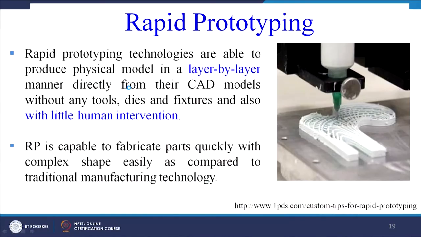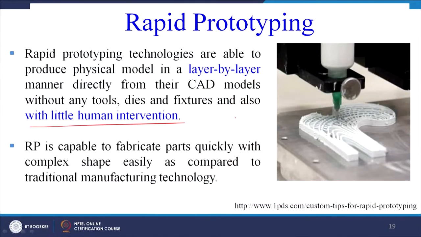Then we have also covered one session on rapid prototyping. So rapid prototyping technologies are able to produce physical models in a layer by layer manner directly from the CAD models without any tools, dies and fixtures, and also with little human intervention. So most of the rapid prototyping processes are automatic in nature. RP is capable of fabricating parts quickly with complex shapes easily as compared to the traditional manufacturing technology.